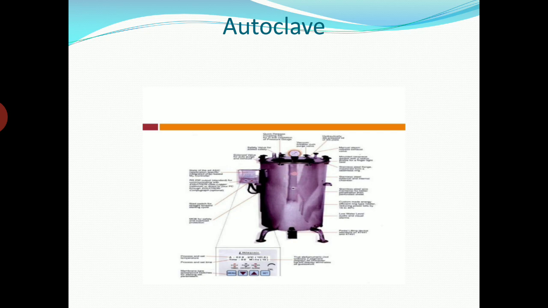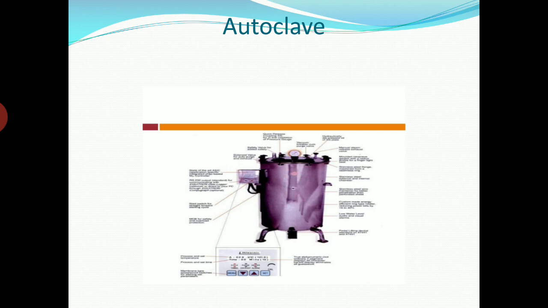The next method of wet sterilization is autoclaving. Steam under pressure is a more efficient method of sterilization. This technique is known as autoclaving. An autoclave is a cylindrical metallic vessel with double walls. There are various types of autoclaves in use.